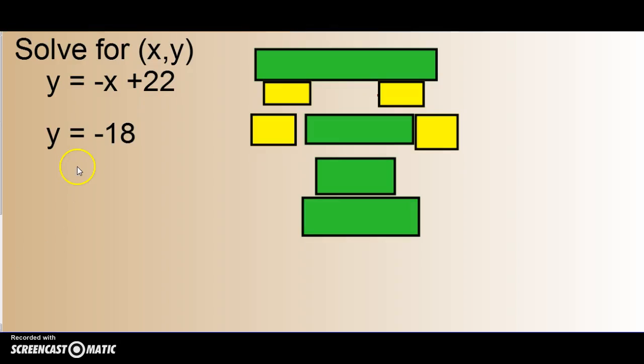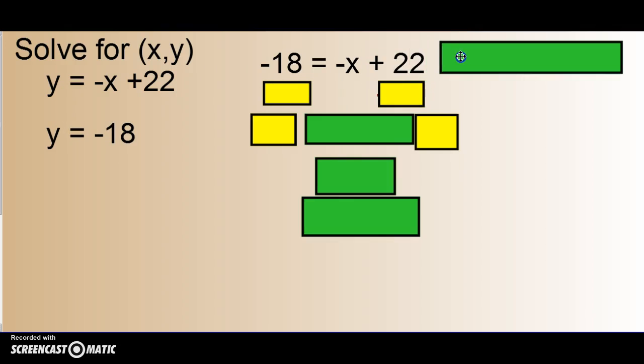All right, this one is a little easier because they're telling us y is already negative 18. So this will just be one step finding what x is. So because they're telling us that y is negative 18, we'll plug in negative 18 for y, and then we set it up like this. Negative 18 equals negative x plus 22.